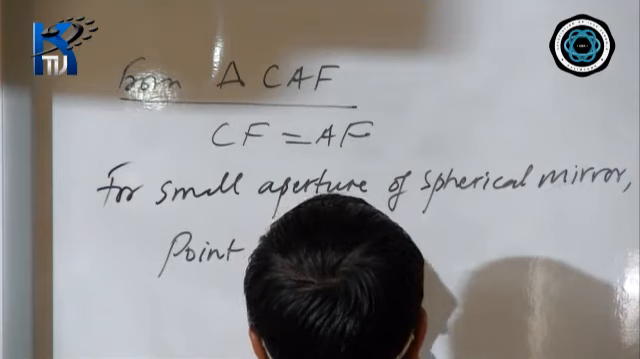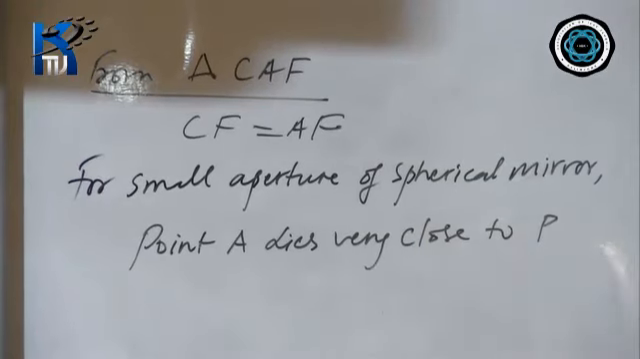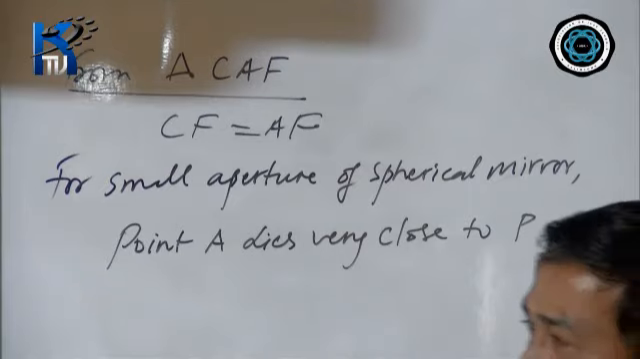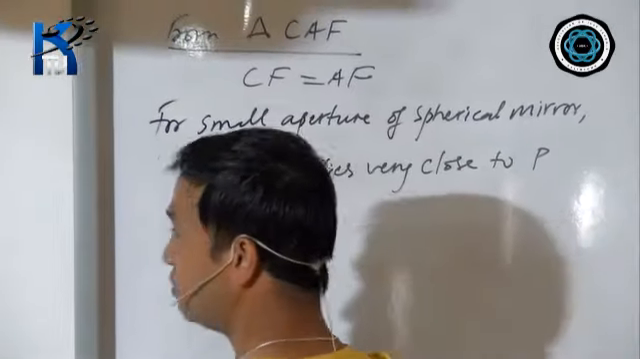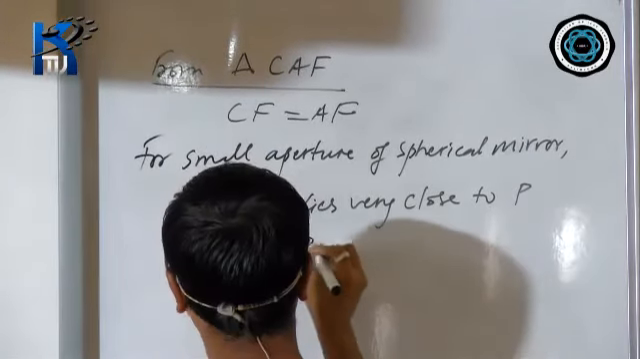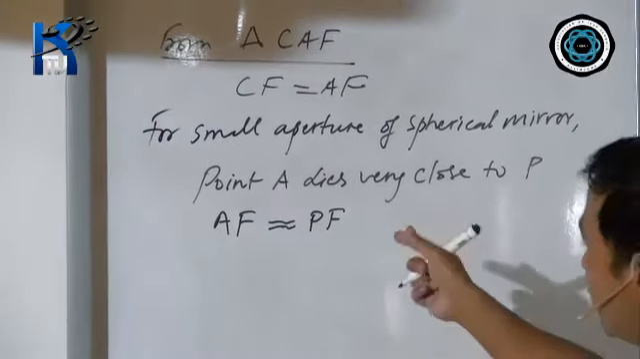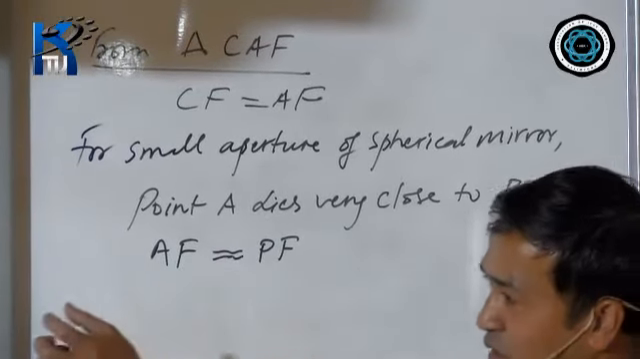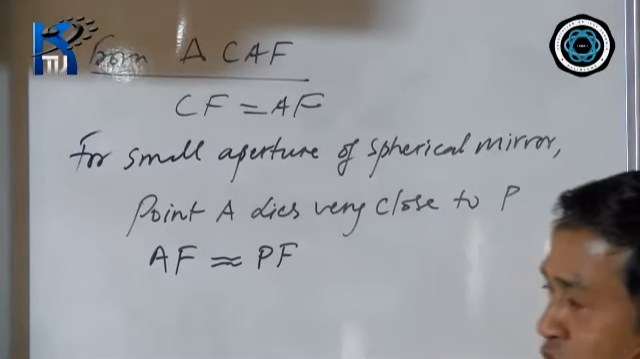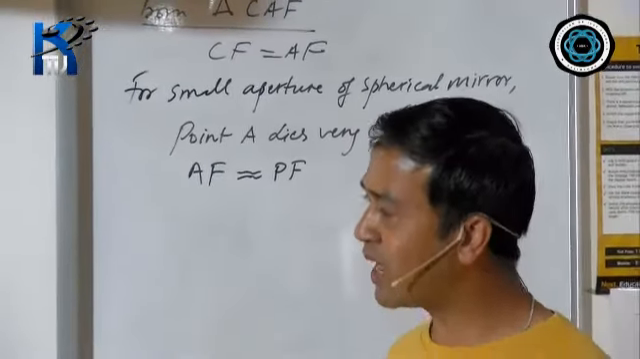point A lies very close to P. I have written point A, and you can see in the diagram also that it is very close to P. So if this is the consideration, then we can see from the diagram that AF is nearly equal to PF. That means two sides of that figure are nearly equal, almost equal to each other. So if this is the consideration, then we can easily arrive at the relation between focal length and radius of curvature.